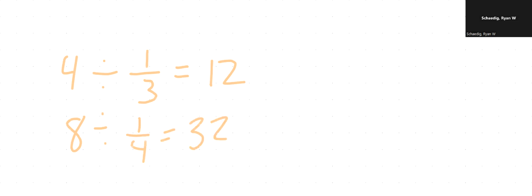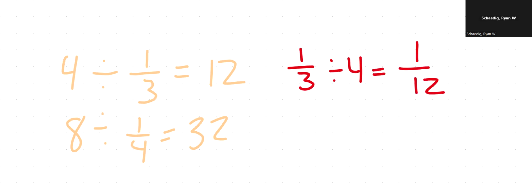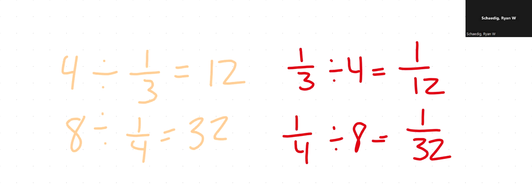Okay, so we said 4 divided by 1/3 was equal to 12. And then we said that 8 divided by 1/4 equaled 32. And then on the flip side, over here, we said 1/3 divided by 4 equals 1/12. And then over here, we said that 1/4 divided by 8 equals 1/32. Okay, so this comes back to everything.